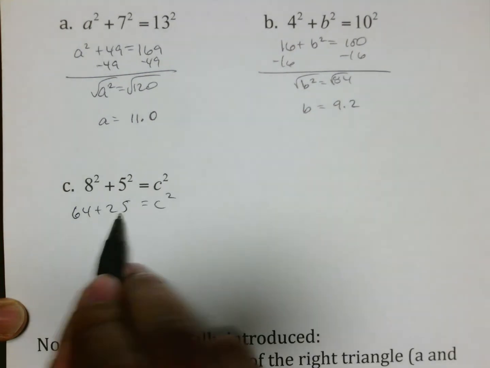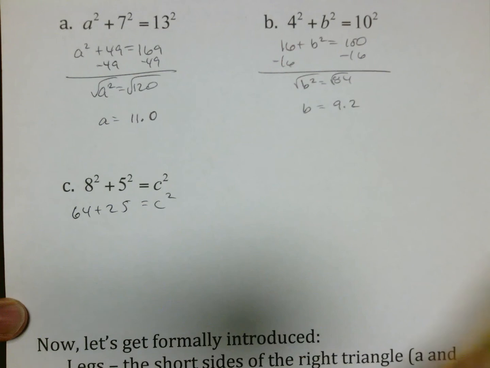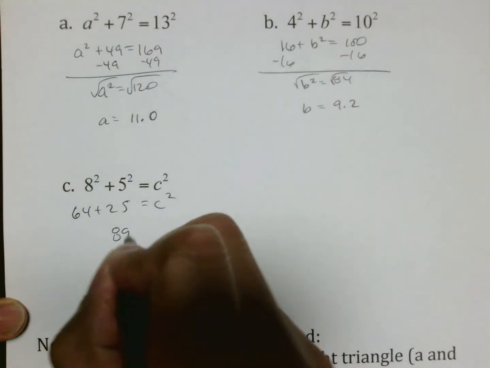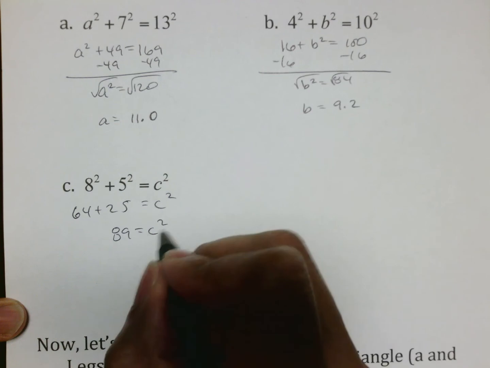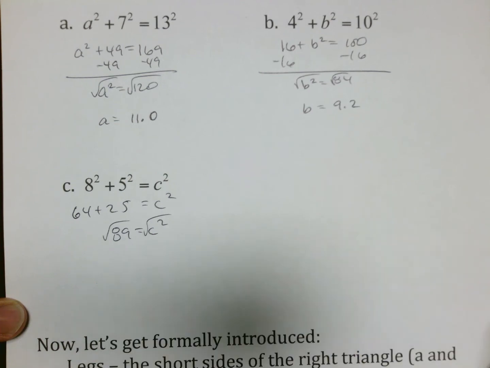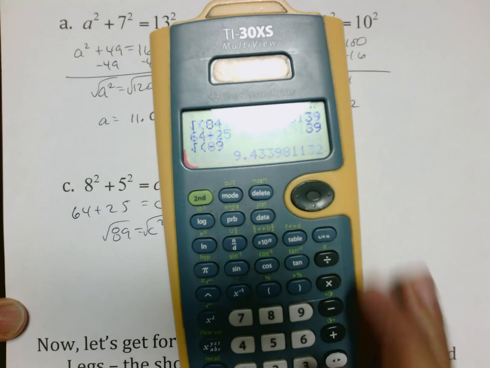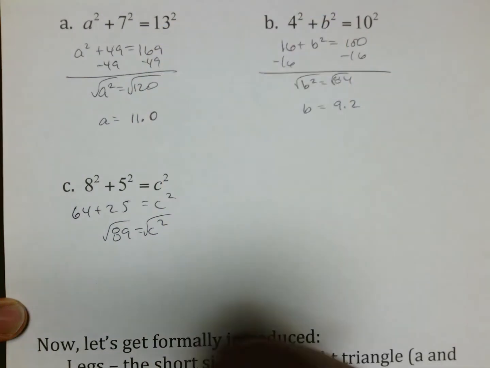In this case, because these two numbers are on the same side, you're pretty much going to put them together, 64 and 25, which is 89. And then again, to get rid of the squared, square root both sides, which would be about 9.4.